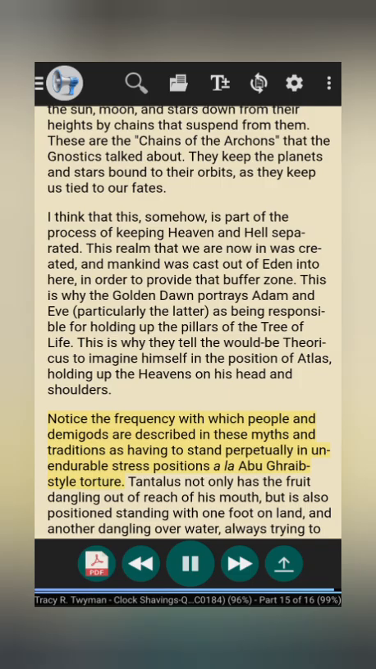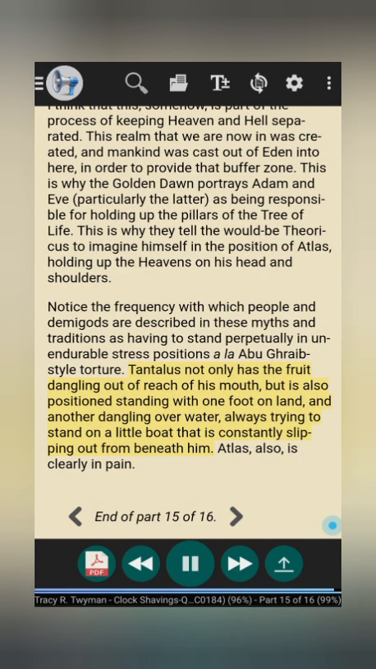Notice the frequency with which people and demigods are described in these myths and traditions as having to stand perpetually in unendurable stress positions, a la Abu Ghraib-style torture. Tantalus not only has the fruit dangling out of reach of his mouth, but is also positioned standing with one foot on land and another dangling over water, always trying to stand on a little boat that is constantly slipping out from beneath him. Atlas also is clearly in pain.